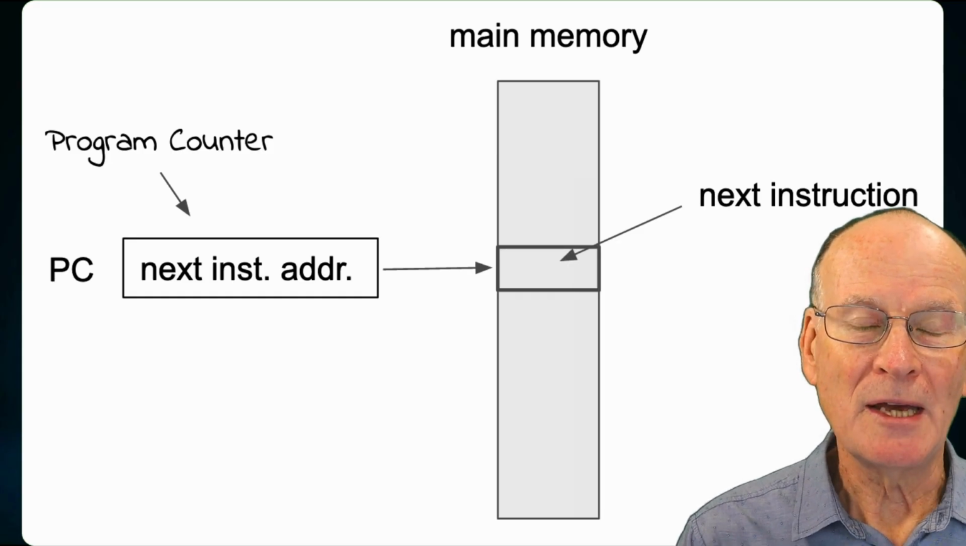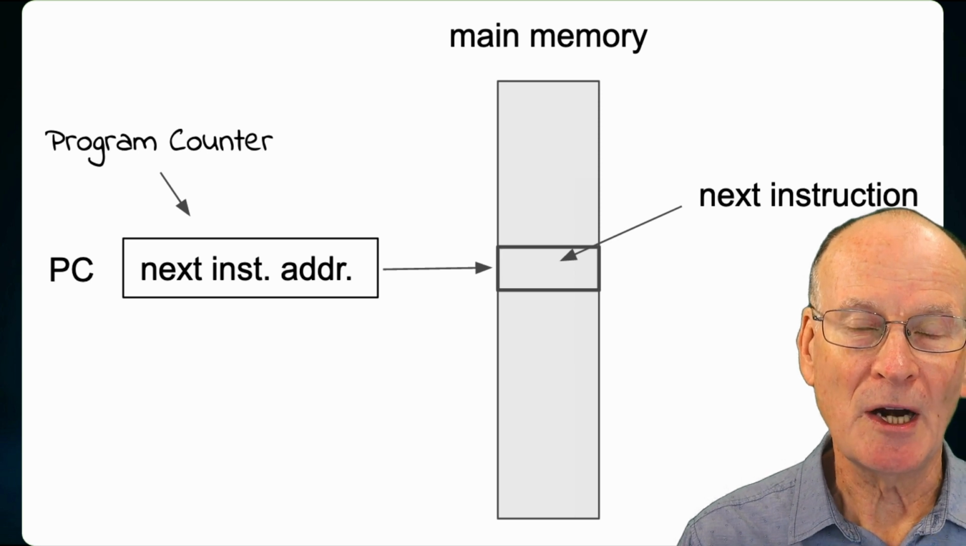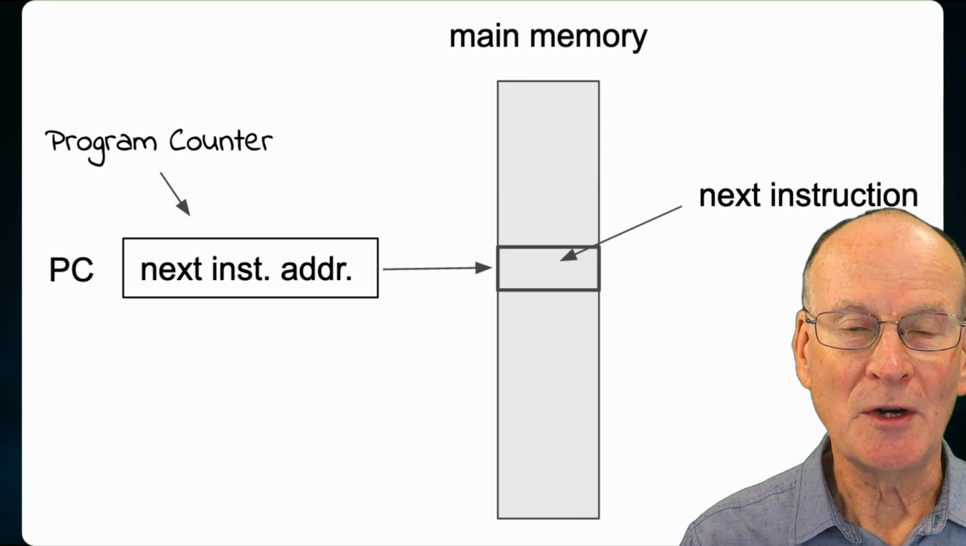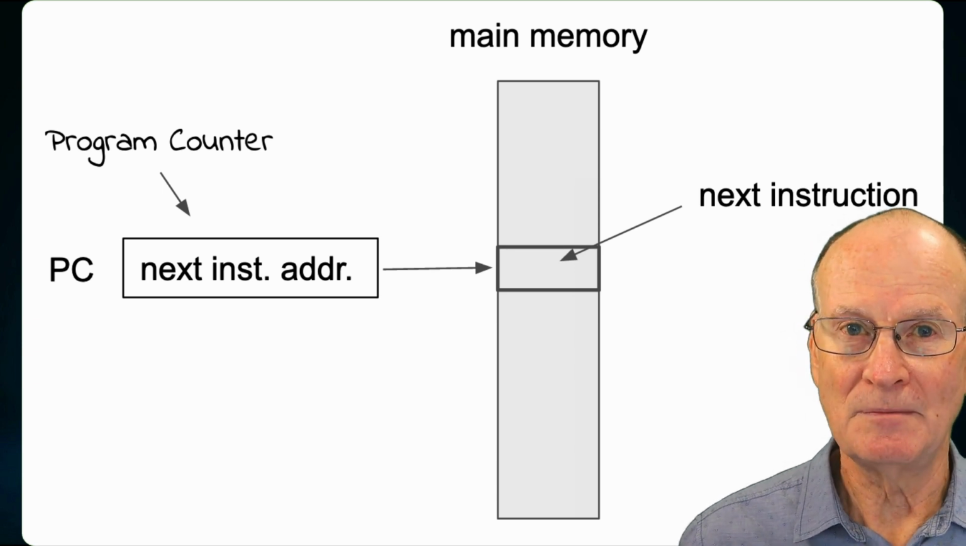When the instruction is completed, the program counter is incremented by the right number of bytes to get it to the next byte in the sequence, and the process begins again. The CPU will then fetch the next instruction from the address that the program counter specifies and carry out the next instruction, and so on. So here we have our main memory, and we've got the program counter, usually abbreviated to PC, and it contains the address of this next instruction. And the CPU will use that address to fetch the next instruction and execute it.